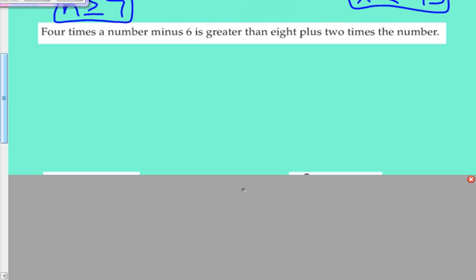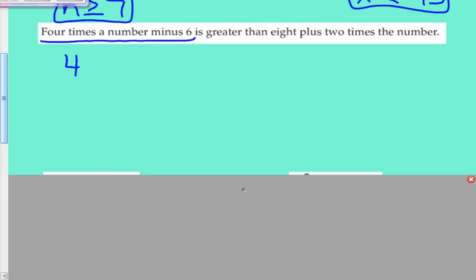You will see these quite a bit. Make sure you understand how to write an inequality. 4 times a number minus 6 is greater than 8 plus 2 times a number. Now that's a lot of words. Break it apart. 4 times a number minus 6. Let's just do that part.